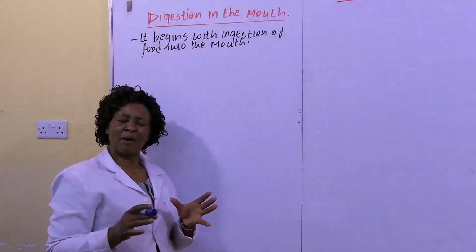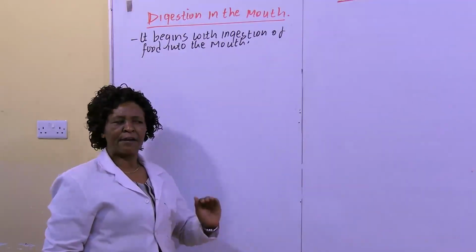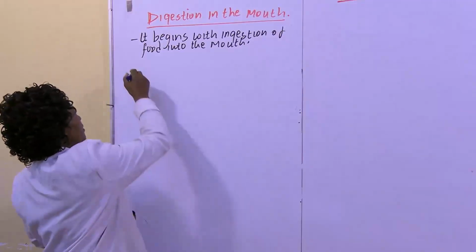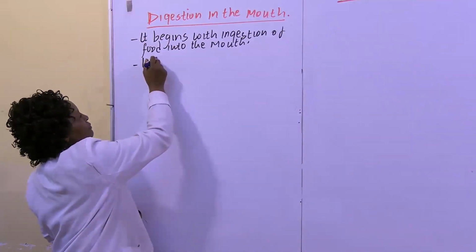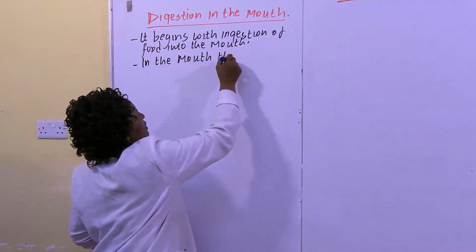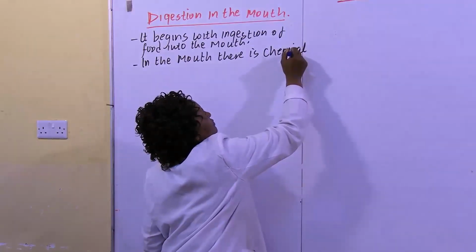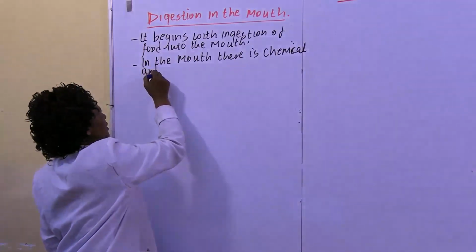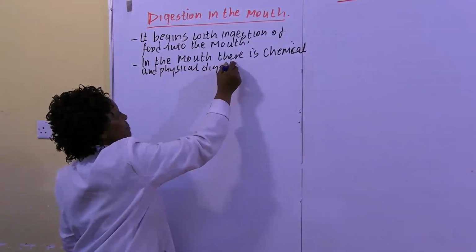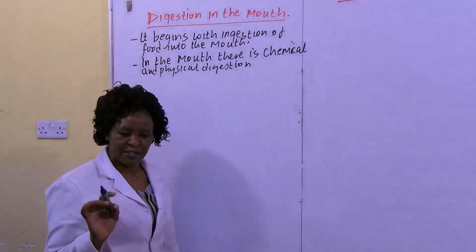Then, what happens in the mouth? In the mouth, we have two processes that occur: chemical digestion and physical digestion. So, in the mouth, we have chemical and physical digestion.